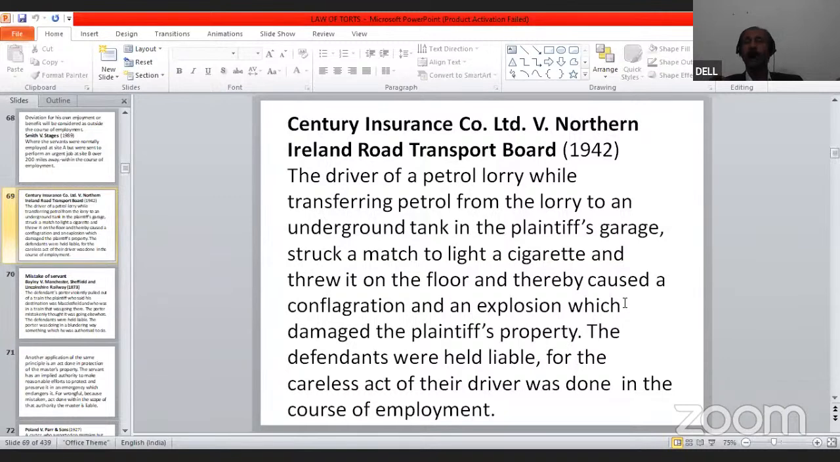Okay. But the argument before the court: the entire petrol bank burned down, there was a big conflagration. But here there is a conflict between the insurance company and the Northern Ireland Road Transport Board, who were supplying petrol.